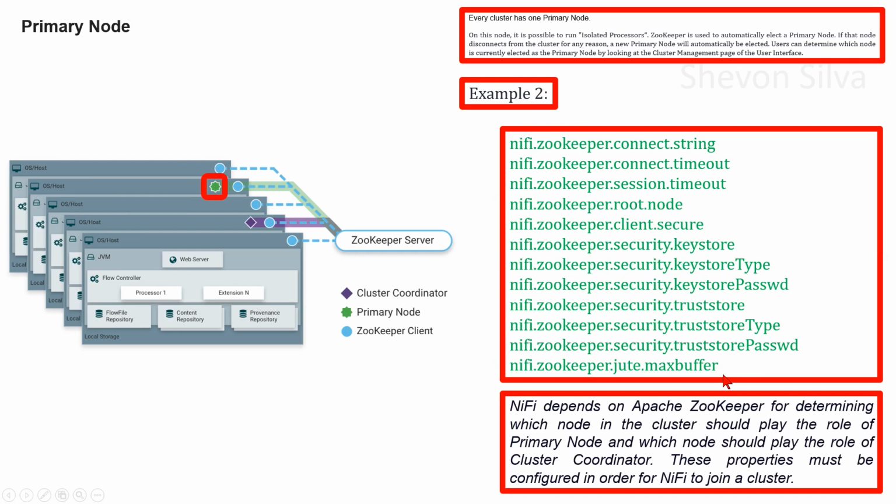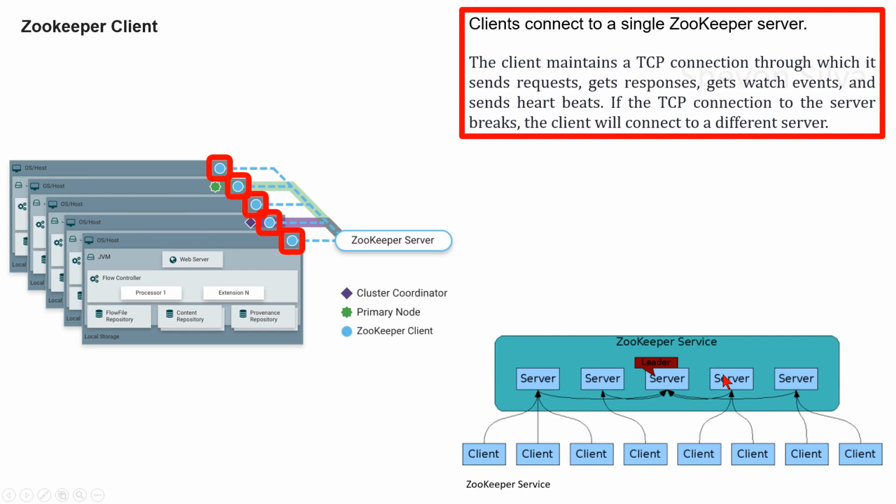NiFi depends on Apache Zookeeper for determining which node in the cluster should play the role of primary node and which node should play the role of cluster coordinator. These properties must be configured in order for NiFi to join. Now we are focusing on the Zookeeper client.